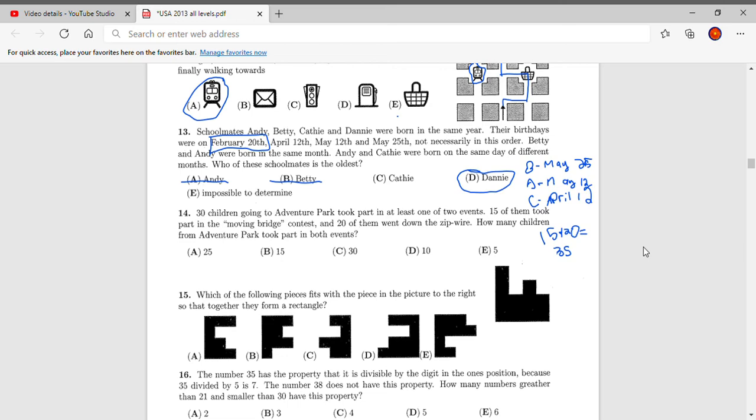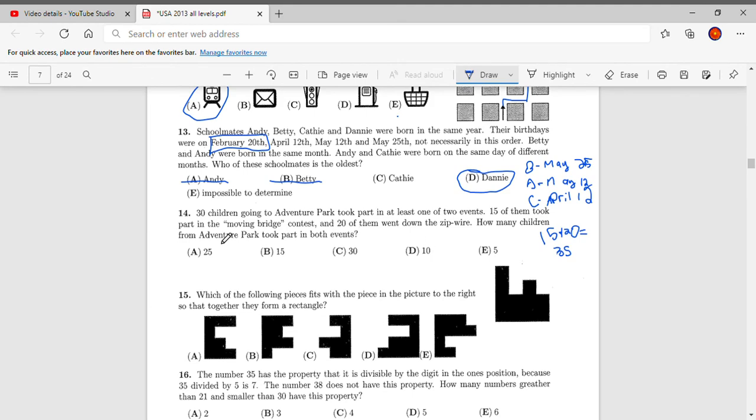But in this case, it's not there, so you don't have to worry about that. So the final step when you're solving something like this would be to subtract the amount of total children from this number. So 35 minus 30 is 5. So the answer for number 14 is E.